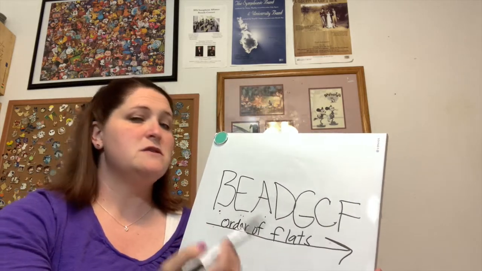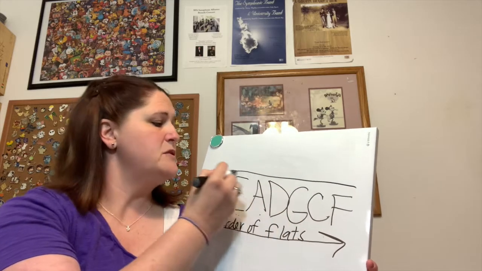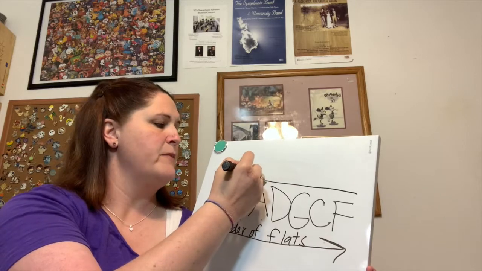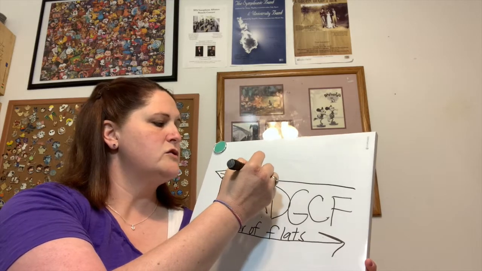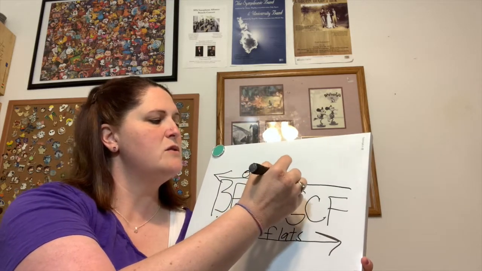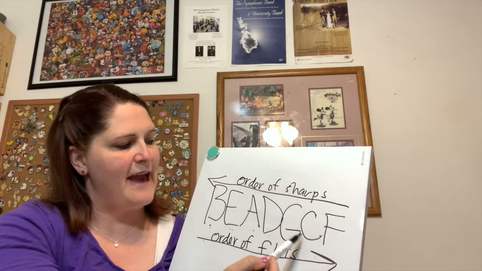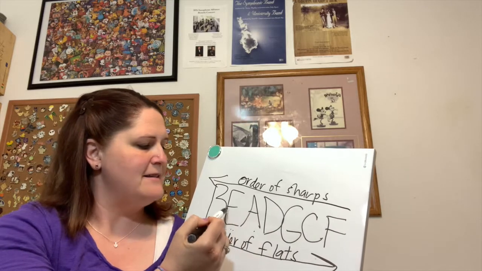The order of the sharps is super easy because it's just the opposite direction of the order of the flats, okay? So if you're reading it this way, that's going to be your order of sharps. And then there's also a fun little saying for your order of sharps: fat cats go down alleys eating birds.